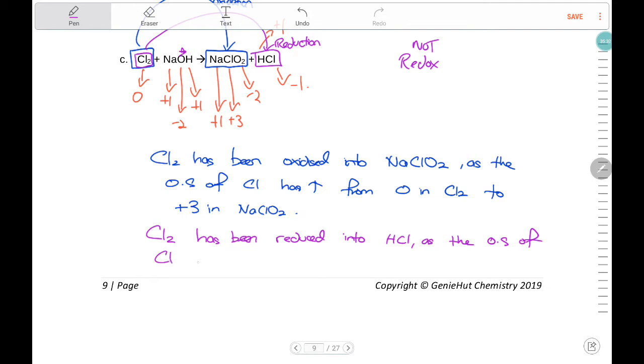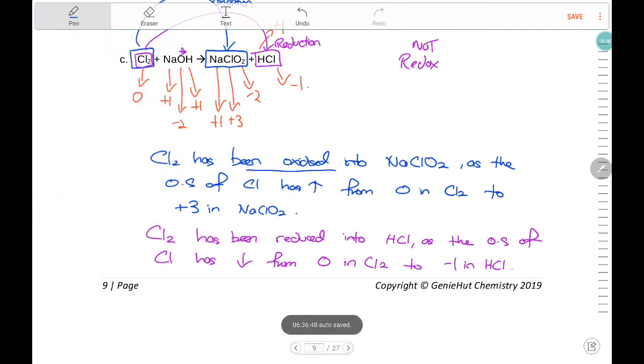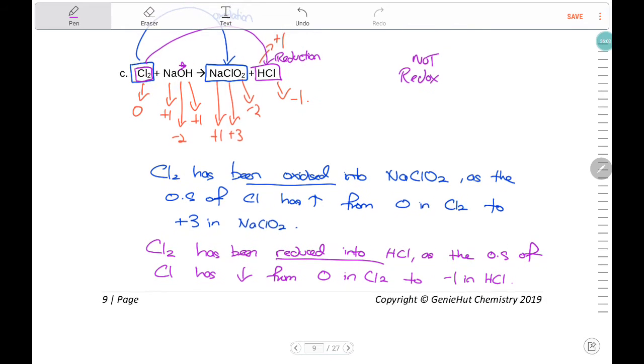As the oxidation state of chlorine has decreased from 0 in Cl2 to -1 in HCl, right? So in this case, you realize that chlorine has been oxidized. At the same time, it has also been reduced. So now what? So this is not a redox reaction because the same compound itself, chlorine, has been both oxidized and reduced.